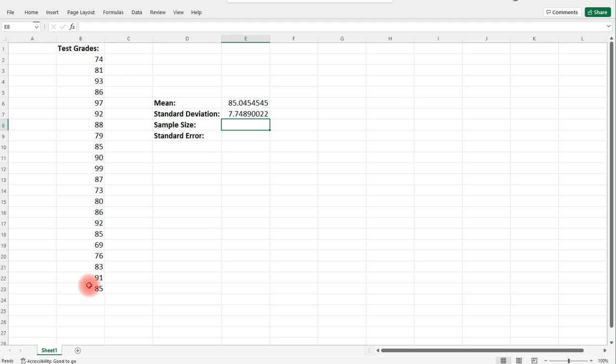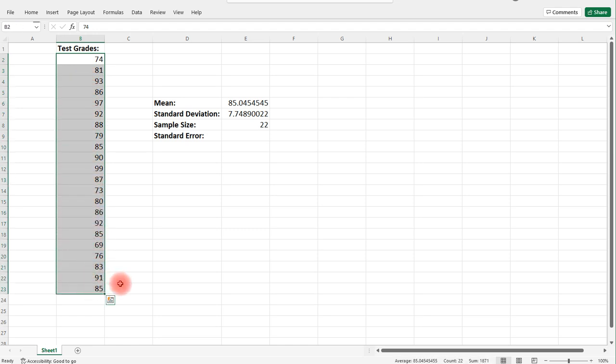Next, we need to calculate the sample size. We need to get the n value. What we can do is, instead of counting the number of data points that we have, we can use a function in Excel that's going to do that for us. The count function will tell us the number of cells in a range. So in this case, it's 22. So if you were to count up all of these numbers, there's 22 numbers in this data set.